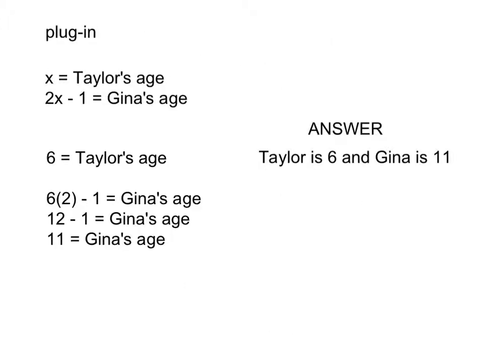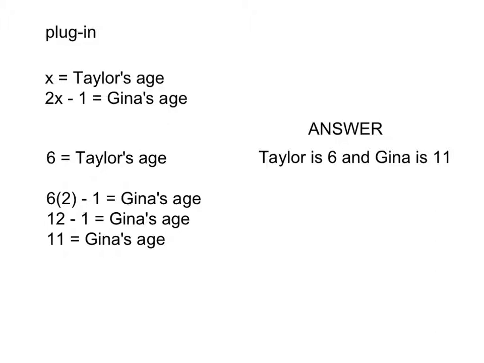So now we're going to put this in. Taylor's age equals x, we know that, and Gina's age equals 2x minus 1. So Taylor's age is 6, because we know that x equals 6. Now I have to solve for Gina's age. We know that Gina's age is 2x minus 1, and x equals 6. So we're going to plug this in.